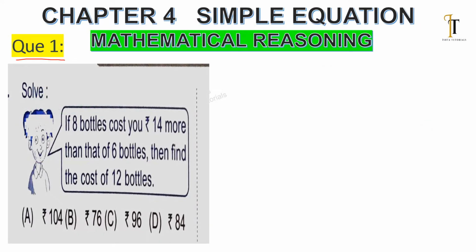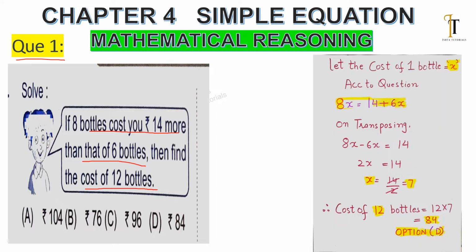Question number 1. If 8 bottles cost 14 more than 6 bottles, then find the cost of 12 bottles. Here, let the cost of one bottle be x. According to the question, first make the equation: 8x, the cost of 8 bottles, is equal to 14 more, meaning plus, the 6 bottles, meaning 6x. Now on transposing, keep the x terms on one side and the numbers on the other side. We get x is equal to 7.